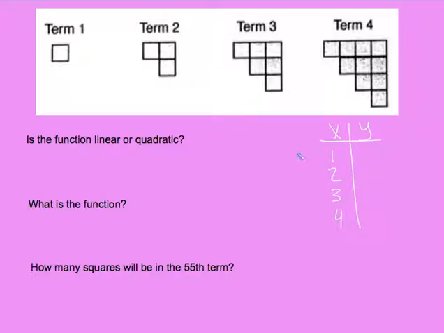So the first one has how many squares? 1. So that's y, because y is going to be number of squares. The second one has 3 squares. The third one has 1, 2, 3, 4, 5, 6. And the fourth one has 10 squares. So the first thing it asks is if this is linear or quadratic. So that is plus 2, plus 3, plus 4. This is plus 1, plus 1. So they're not the same till the second time, so that is quadratic.